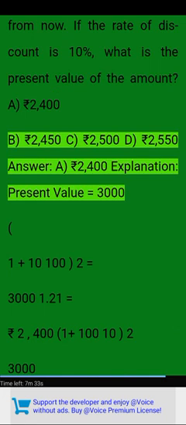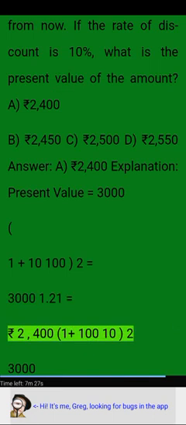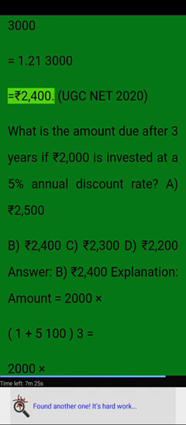Present value equals 3,000 divided by (1 plus 10/100) to the power 2, equals 3,000 divided by 1.21, equals 2,400 rupees.